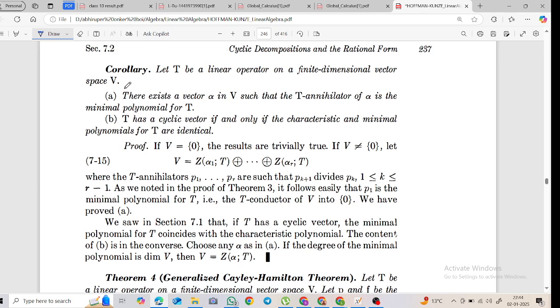One immediate corollary: let T be a linear operator on a finite dimensional vector space V. There exists a vector alpha in V such that the T annihilator of alpha is the minimal polynomial for T. T has a cyclic vector if and only if the characteristic and minimal polynomials of T are identical.